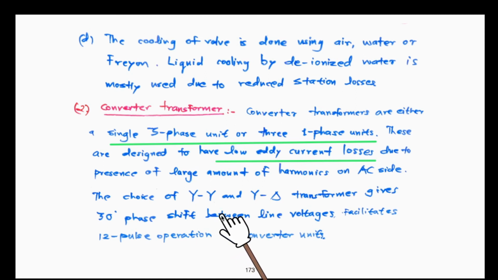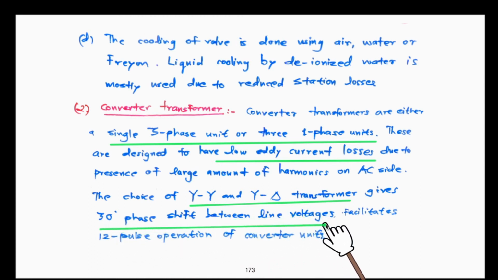And the choice of star-delta transformer gives the required 30-degree phase shift between line voltages. So this facilitates the 12 pulse operation. You should realize that a 3-phase bridge can operate with a maximum of 6 pulse operation. So 6 pulses will be there.